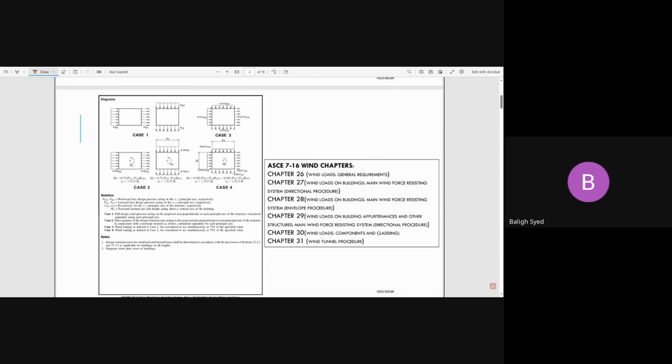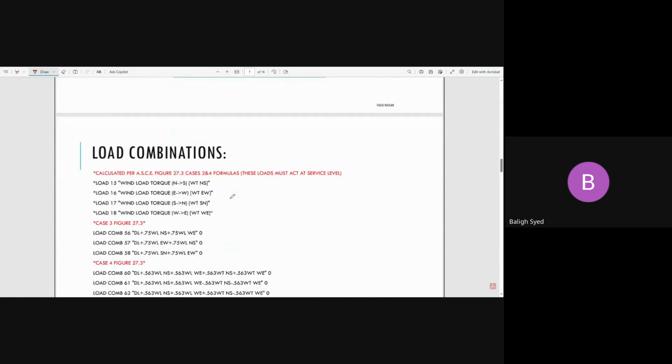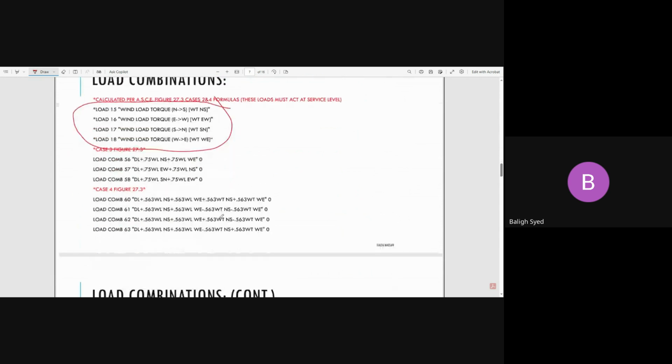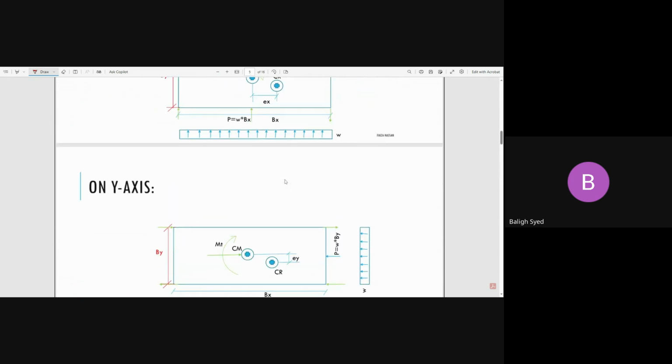Technically speaking, once you take the structure and develop your pressures, then you have to develop your load combinations, right? So in order to understand these load combinations, you have to apply the torsional loading also. In order to understand the torsional loading, we have to go back again to the code, which is 27.3-8, right? So let's come here.